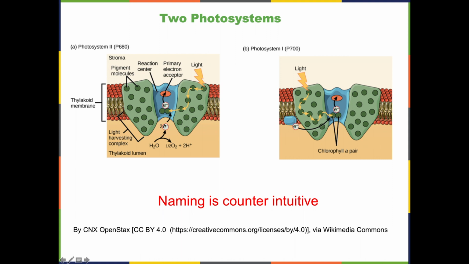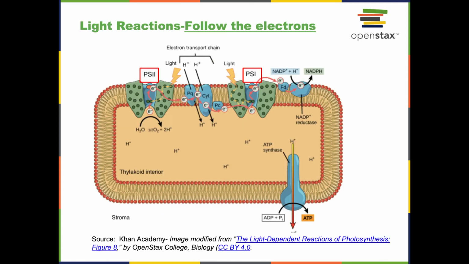Both of them have a reaction center complex, and both of them contain a primary electron acceptor. So let's go and see how they work together to capture the energy of light and then turn that into the energy of ATP and NADPH. So here it is, the membrane of the thylakoid. So this is one thylakoid membrane, and you can see the photosystem 2 that comes first and photosystem 1.